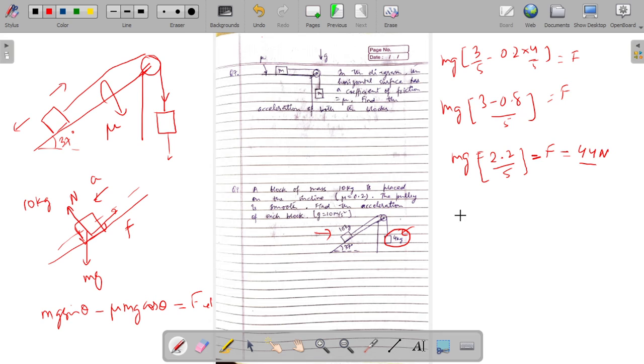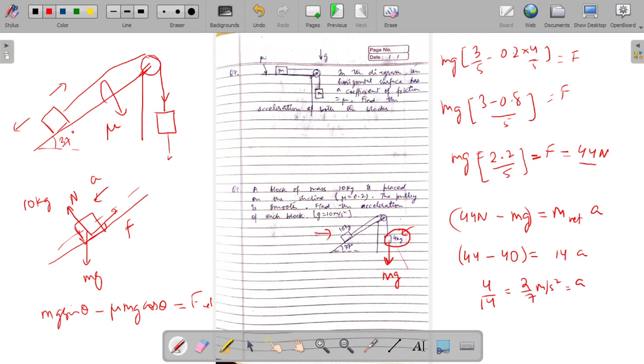And that 44 newton force will be subtracting the weight of this block, mg, to get the net acceleration of the system. So we would say 44 minus the gravitational force, that is 40, and the net mass of the system is 14, times acceleration. So this would come out to be 4 upon 14, or the value would be 2 by 7 meter per second square. So that would be the acceleration of the system.